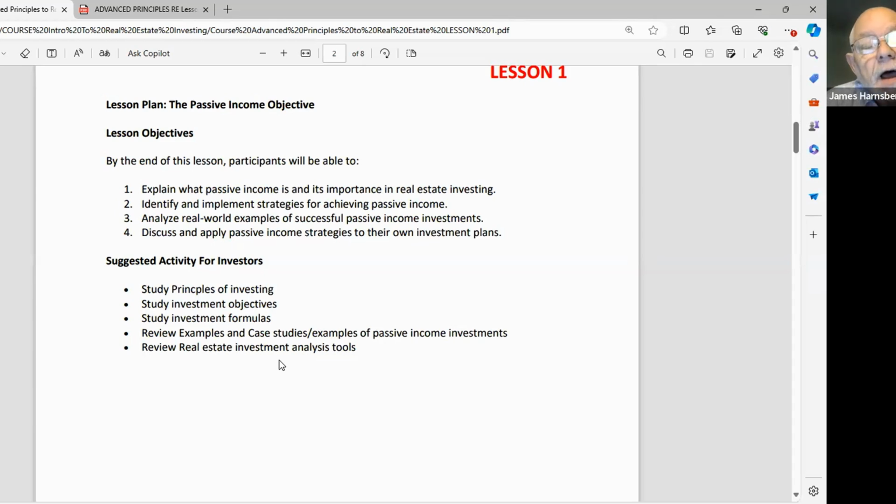If you were to allocate and spend 100 hours studying a subject, you would probably know more than 90% of the people that you know about that particular subject. And that's only 100 hours. That's less than 2 hours a week allocated and devoted to studying real estate investing. You would know more than 90% of the people that you know about real estate investing.